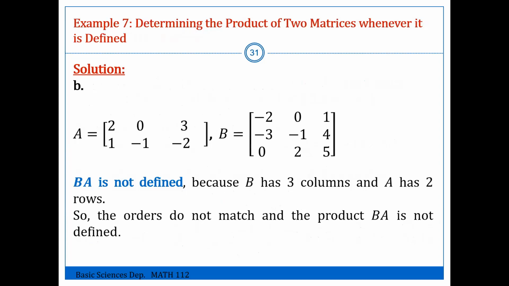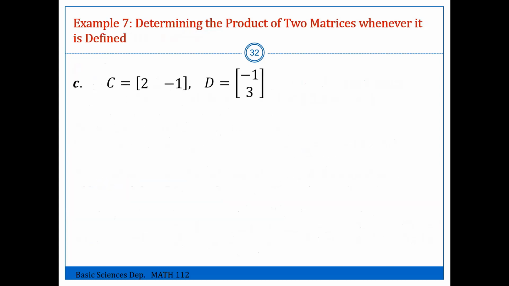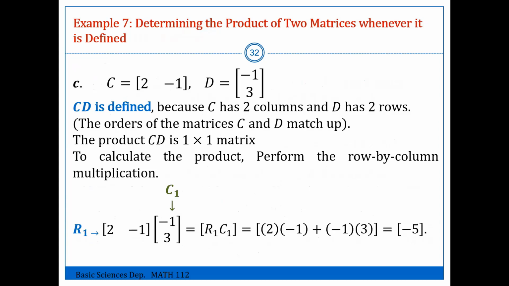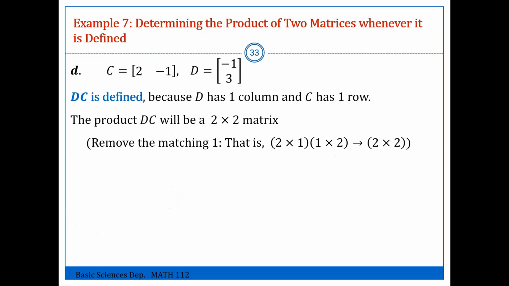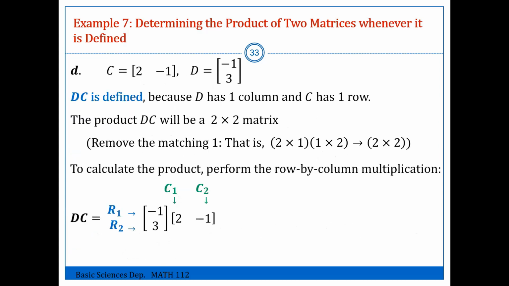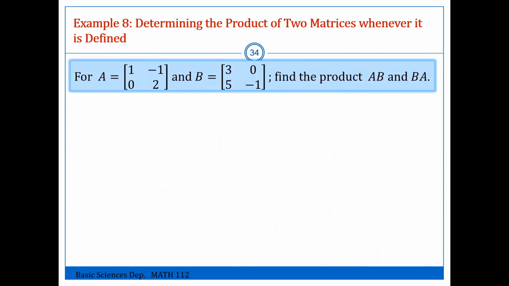So BA is not defined, no matching. CD is defined and gives a 1 by 1 matrix. And of course, DC matches also, and we'll have the 2 by 2 matrix. Okay, so try quickly to compute AB to see whether you understand or not. We are done. This is the last example. So what about AB? Who is able to compute AB without calculator? At least give me the first element.